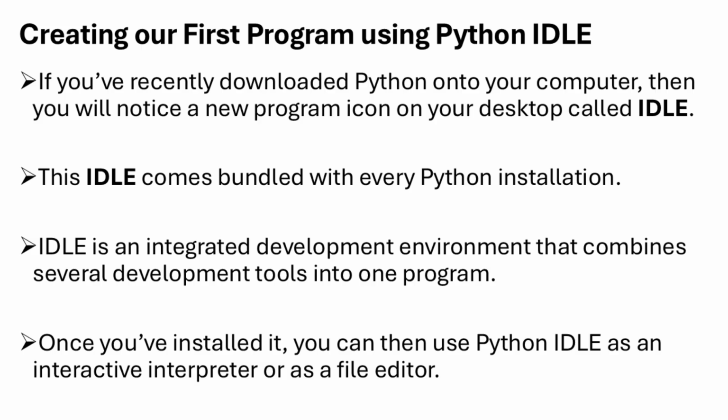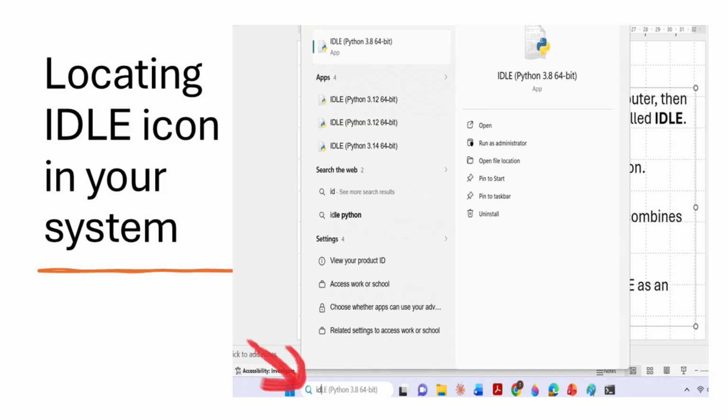Now let us create our first Python program using Python IDLE. If you've recently downloaded Python onto your computer, then you may have noticed a new program icon on your desktop called IDLE. This IDLE comes bundled with every Python installation. IDLE is an integrated development environment that combines several development tools into one program. Once you've installed it, you can use Python IDLE as an interactive interpreter or as a file editor.